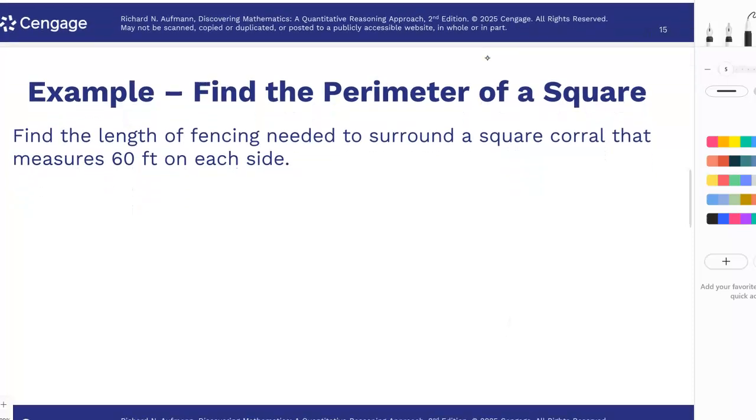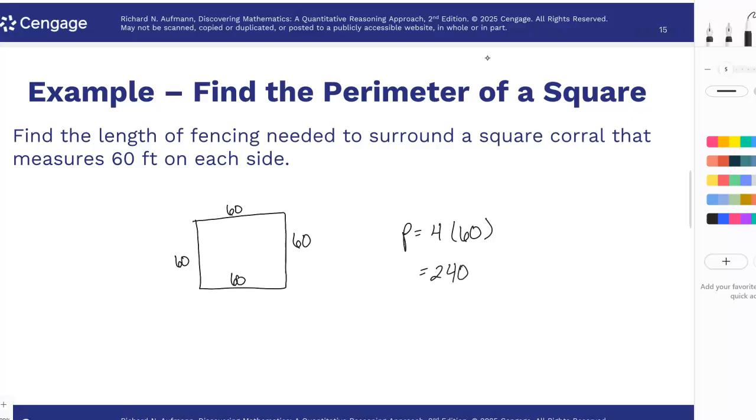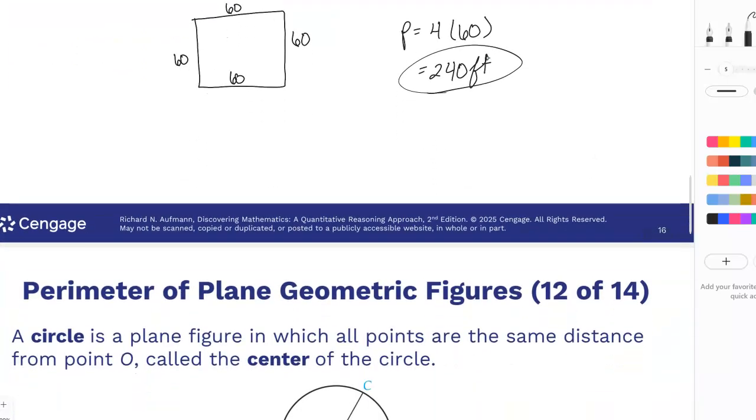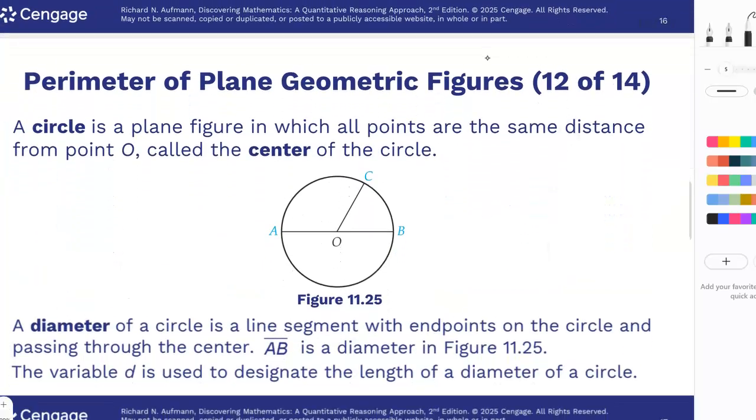Let's look at another example. We want to find the length of fencing needed to surround a square corral that measures 60 feet on each side. So here's my square. It's 60 feet on each side. So the perimeter is going to be 60 plus 60 plus 60 plus 60, or 4 times 60, which would be 240, and that's going to be in feet. So we would need 240 feet of fencing to fence that area in.